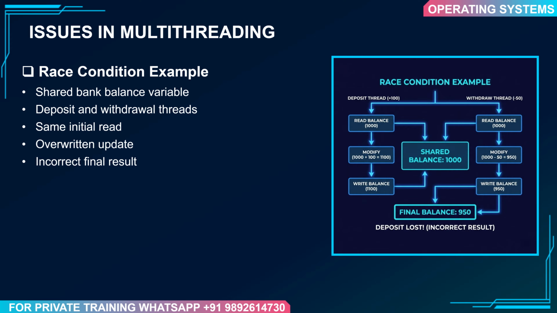The deposit thread reads 1000 and plans to write back 1100. At the same time, the withdrawal thread also reads 1000 and plans to write back 950. If the withdrawal thread writes last, the final balance becomes 950 and the deposit is completely lost. No error message appears, but the result is wrong. This is a classic race condition.